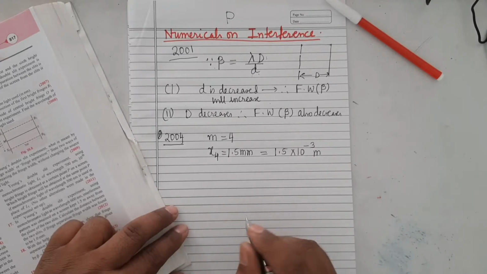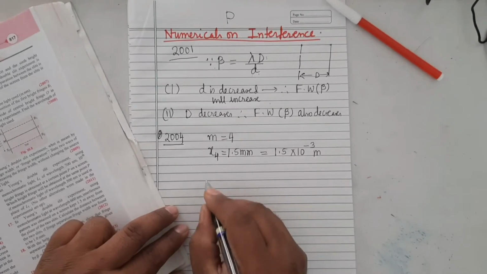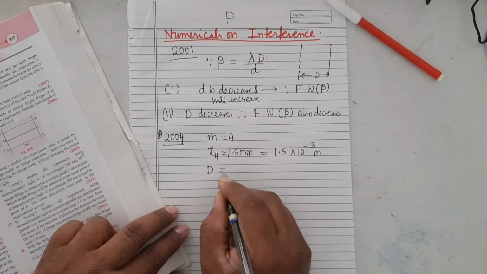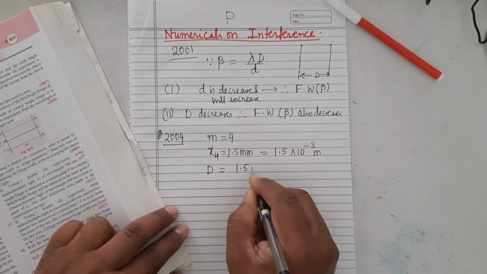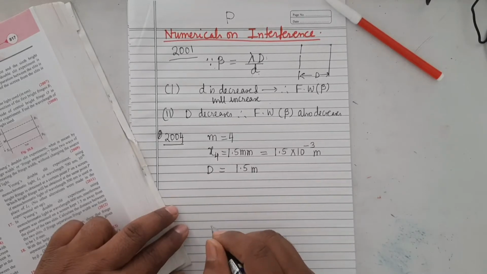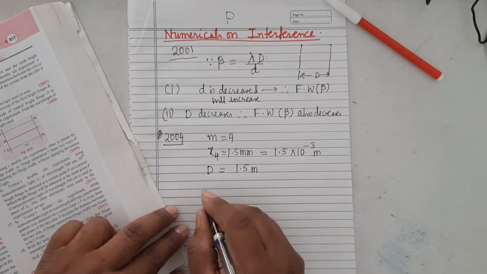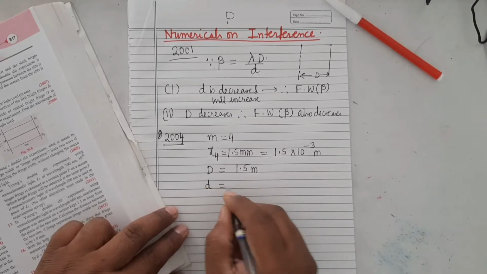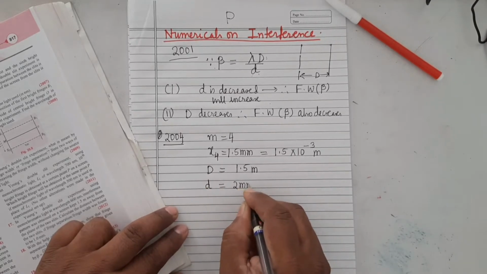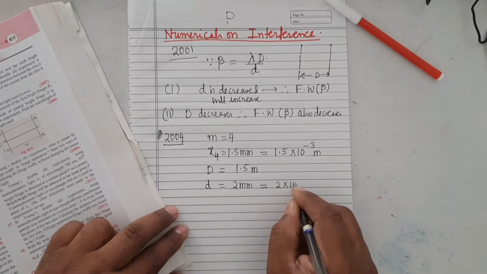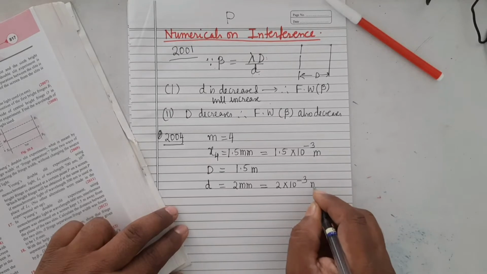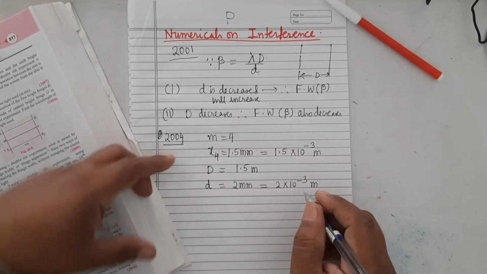The distance between the slits and the screen, that is capital D, is given as 1.5 meter, and the distance between the two slits, that is small d, is given as 2 mm, which equals 2 into 10 to the power minus 3 meter. Find the wavelength of light used.